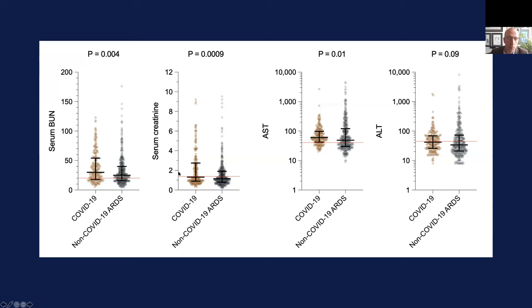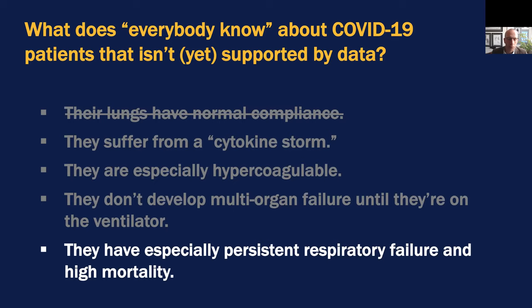Something on the order of half have greater than the normal level, and about a third of them have what you'd consider significantly, meaningfully high. And actually most of them have LFT abnormalities too. So I think it's an unproven speculation that's probably not borne out that really it's single organ failure until the tube goes in. And then finally, a really pervasive one that I'm going to spend the second half of this talk on is that these patients have especially persistent respiratory failure and high mortality, which brings me to the second third of the talk, which is outcomes.